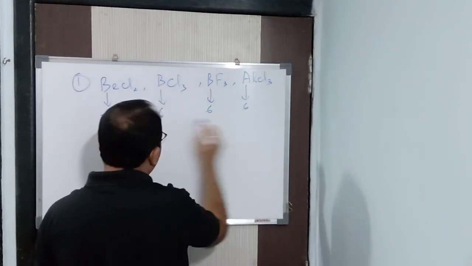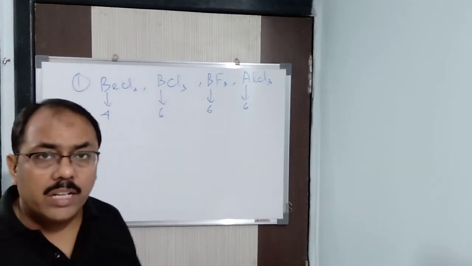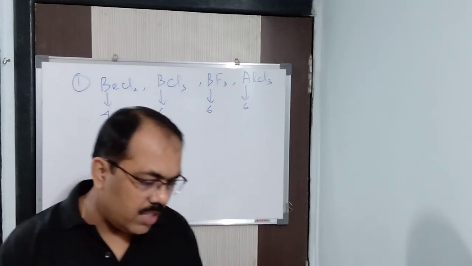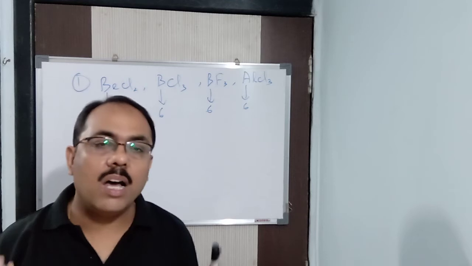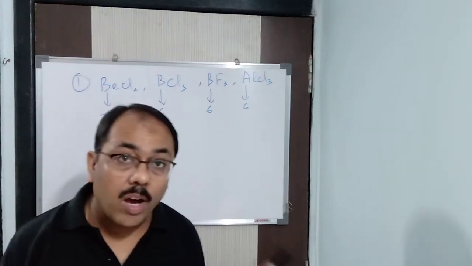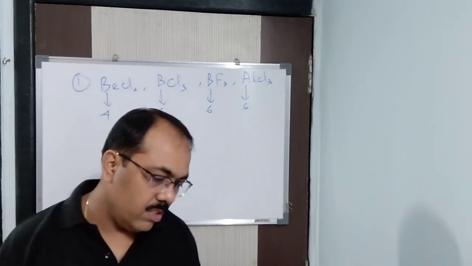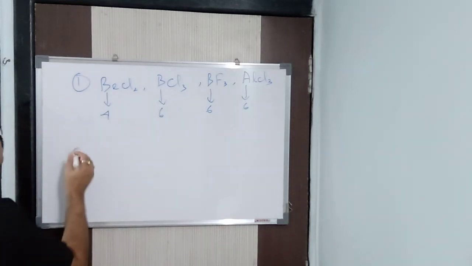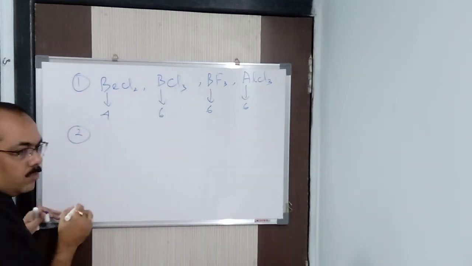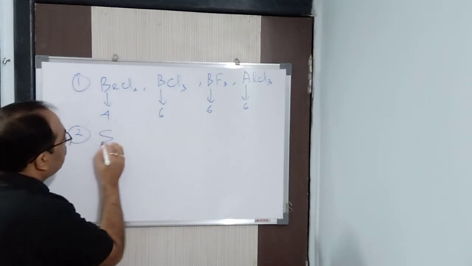See, all of these have fewer than 8 electrons. They have a deficiency of electrons in the outermost shell to attain the octet structure. But still, these compounds are stable in nature. Why? I am going to tell you the reason. Don't worry. Now, there are certain compounds which have more than 8 electrons in the outermost shell, but still they are stable.